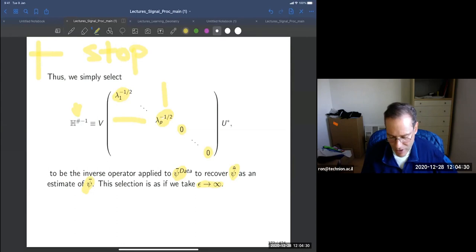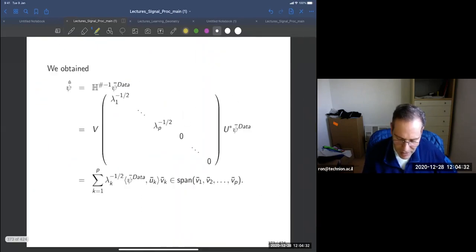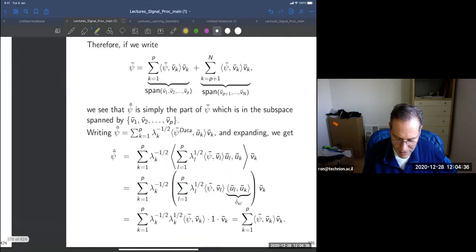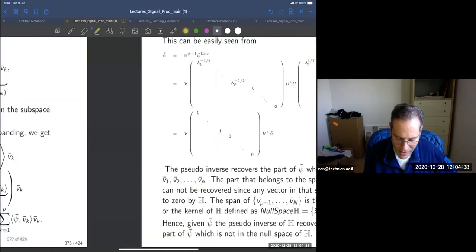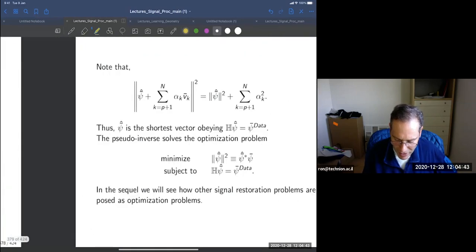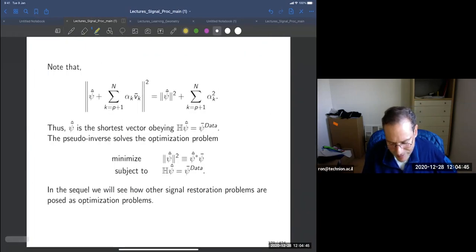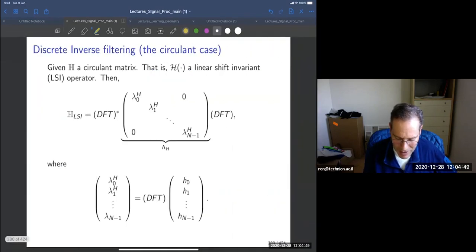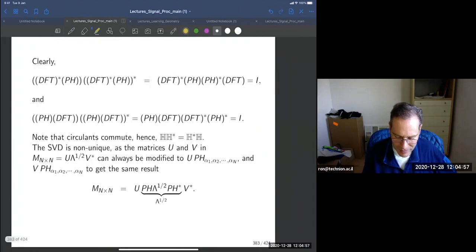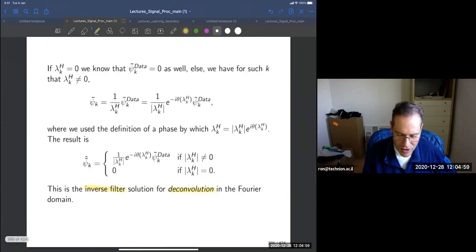And in the next lecture, we'll further analyze that. We'll start adding noise to the system. We'll analyze the reconstruction error, and we'll make some arguments about what happens when we are dealing with H, which is also linear shift invariant, and then we start adding the noise to the game. Questions?